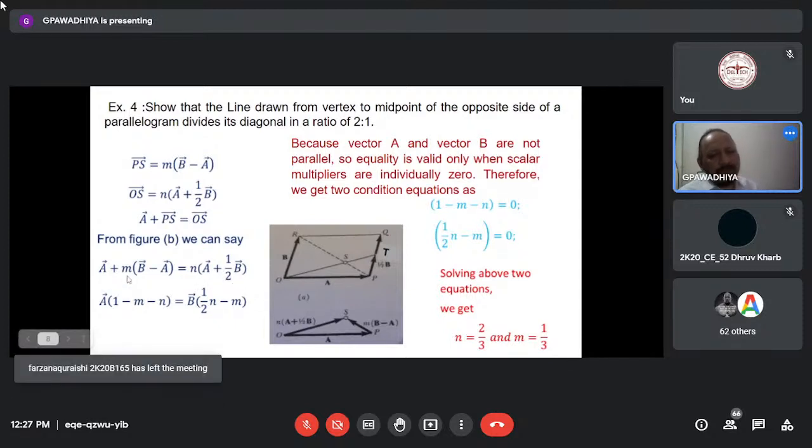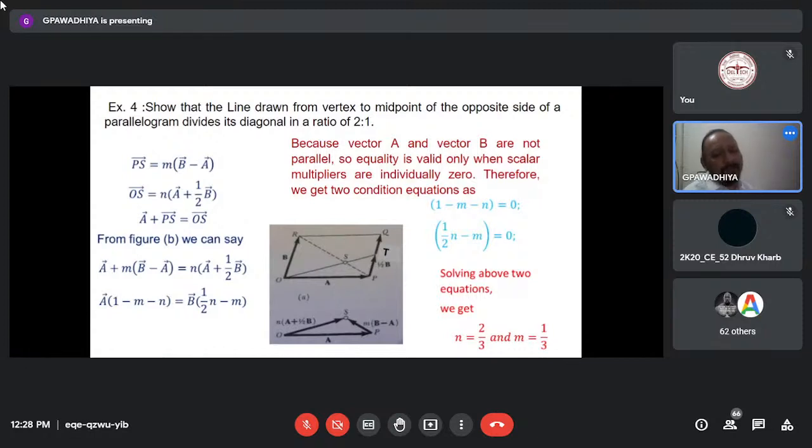Now if we rearrange these vectors, bring A vector on the left side, B on the right side, we get this equation that A times 1 minus M minus N is equal to B times half N minus M. Now here we studied one very interesting property, that this kind of algebraic modification in the vectors can be done only when the two vectors are parallel. Here these vectors A and B are not parallel. So this equality will exist only when the scalar multipliers are individually 0. So 1 minus M minus N must be 0, and half N minus M must also be 0. So we get two equations and two unknowns, M and N. We solve it. So N is 2 by 3, M is 1 by 3. From this we identify that this length is 1/3 of the entire opposite diagonal. So point S divides the diagonal PS in ratio 2:1.